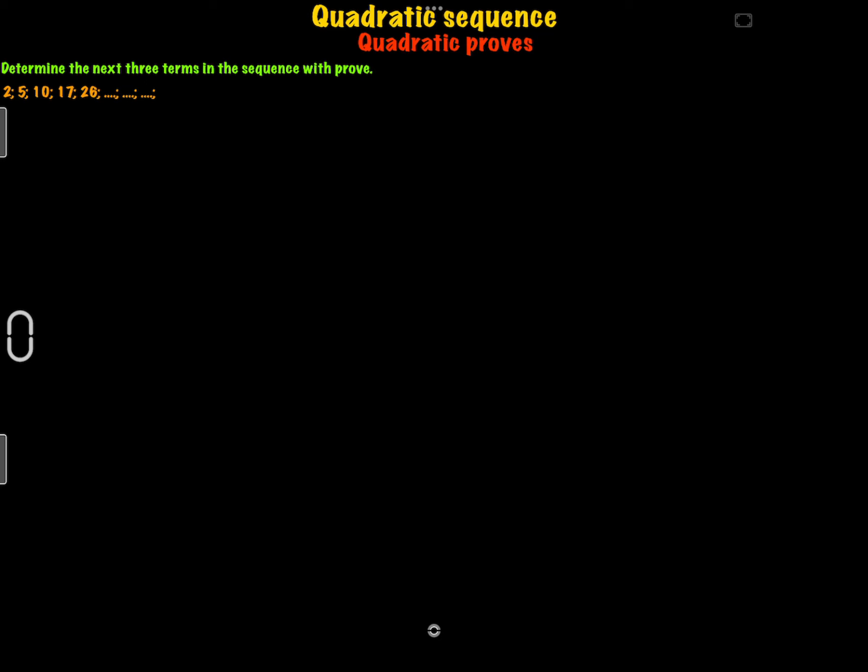Today we are looking at quadratic sequences and quadratic proofs, and you specifically determine the next three terms in the sequence with proof. Suppose you are given a sequence such as 2, 5, 10, 17, 26, and so forth.